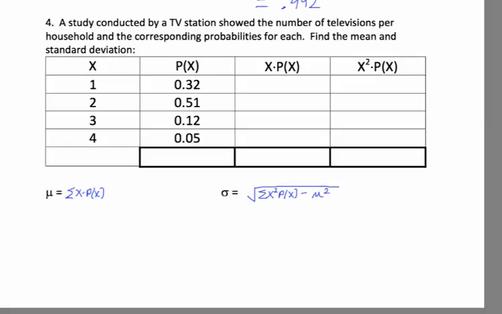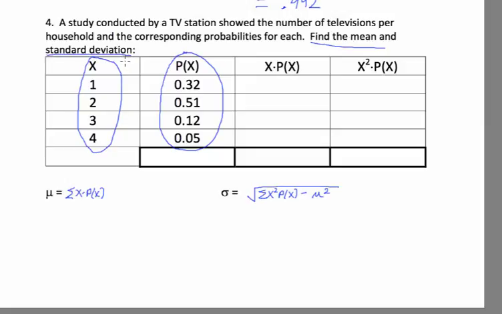A study conducted by a TV station shows the number of televisions per household, so the X's are the number of TVs, and these are the probabilities that correspond with each. So the probability that somebody has 1 TV in their house is 0.32. Probability that they have 2 TVs is 0.51, and so on. The problem says, find the mean and the standard deviation.